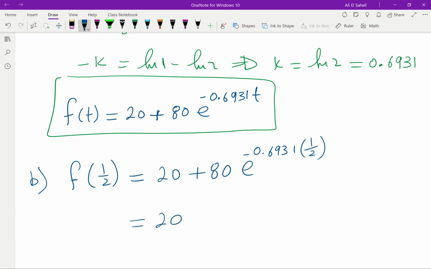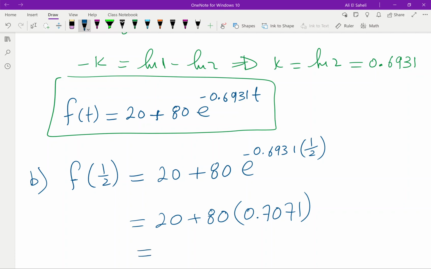So this is 20 plus 80 times... Make sure you practice this using the calculator, otherwise it's going to take you lots of time to do that. So this is 0.7071 times 80 plus 20.